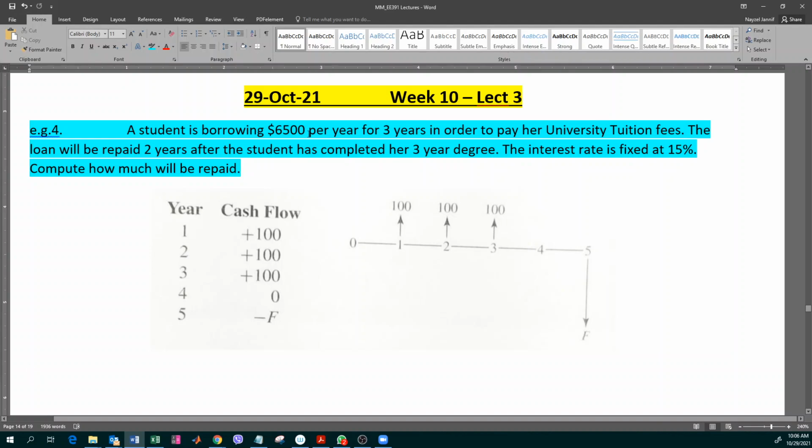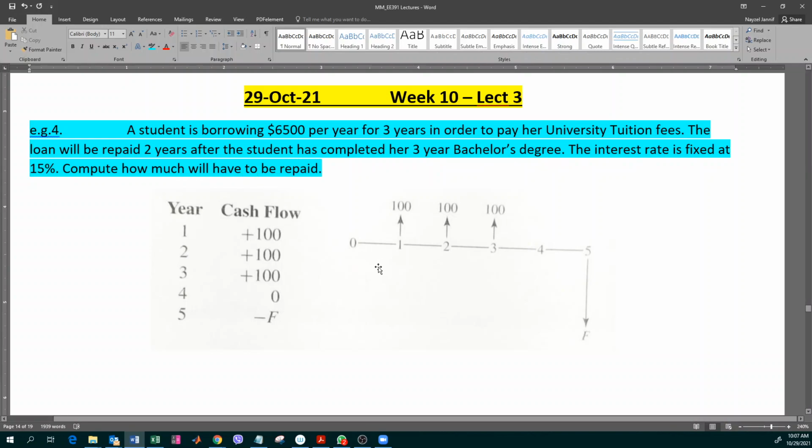A student is borrowing $6,500 per year in order to pay her university tuition fees. The loan will be repaid 2 years after the student has completed her 3-year bachelor's degree. The interest rate is fixed at 15%. When we say 15%, we always assume it's per annum. Compute how much will have to be repaid.